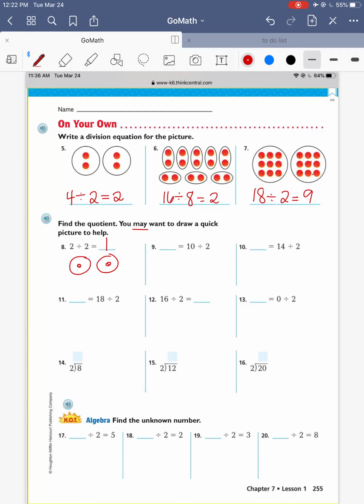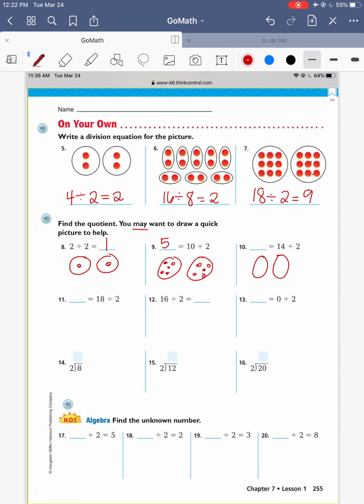Then the next one, 10 divided by 2 is 5. Or I can make 2 groups. 1, 2, 3, 4, 5, 6, 7, 8, 9, 10. And then put 1 in each group until I get to 10.